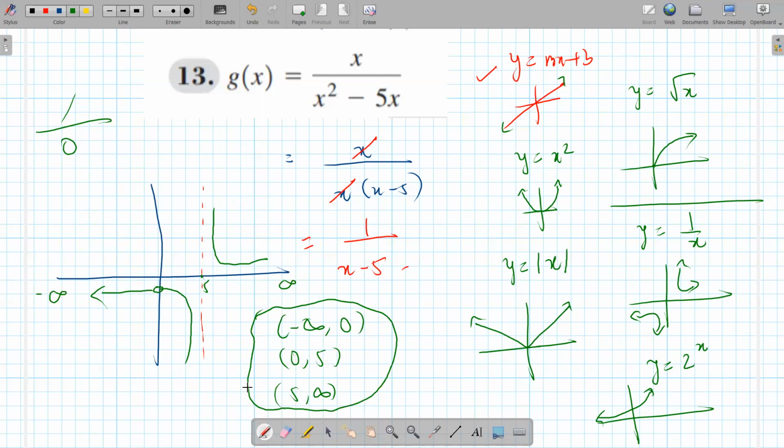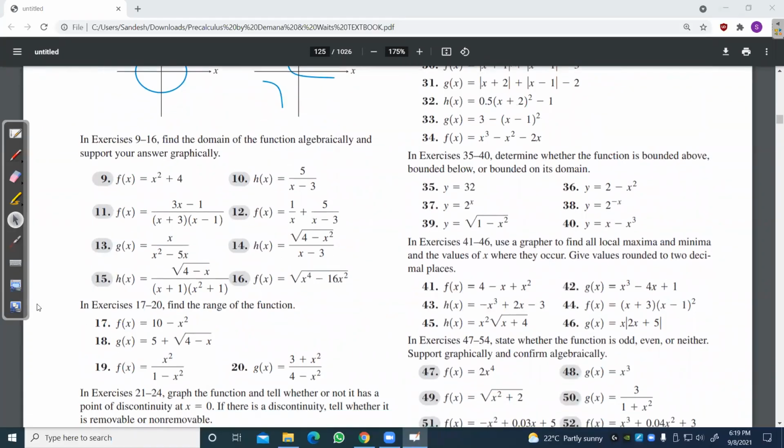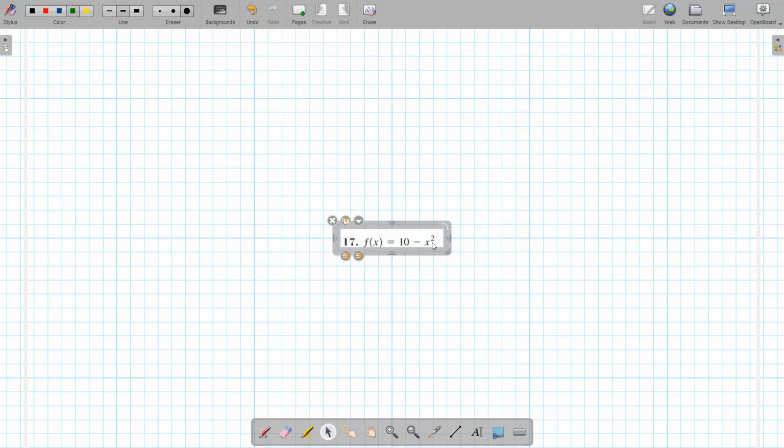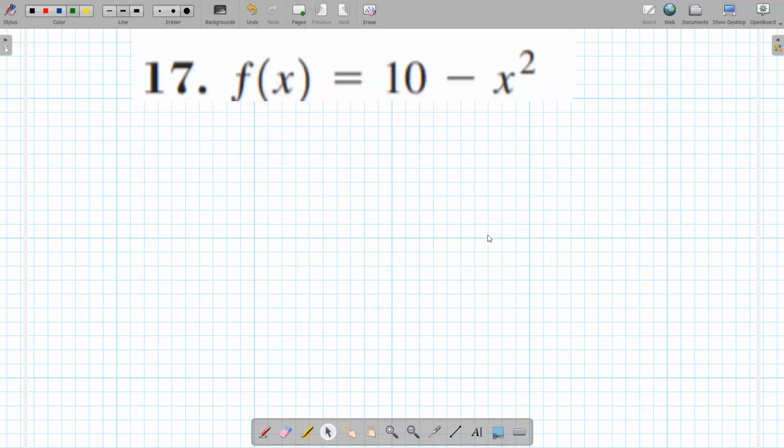The next one is 17 and then 21. Now this is asking you for the range of the function. This is a little bit easier, I guess. I guess that's relative. But this one's a quadratic. So this one, we've been doing this from grade 10. What do you think the range of this function is?